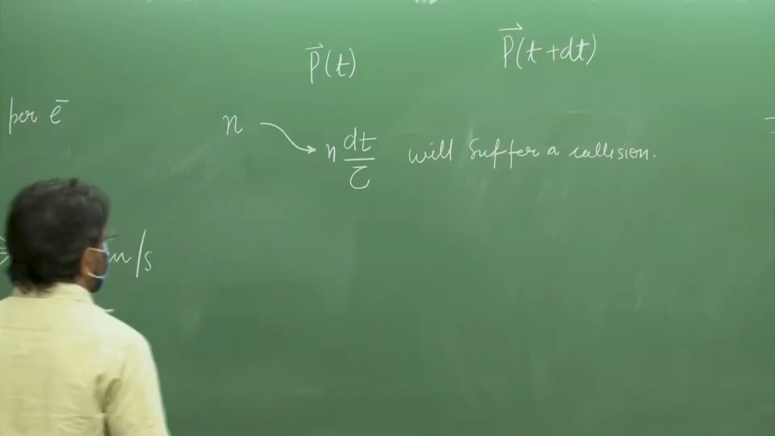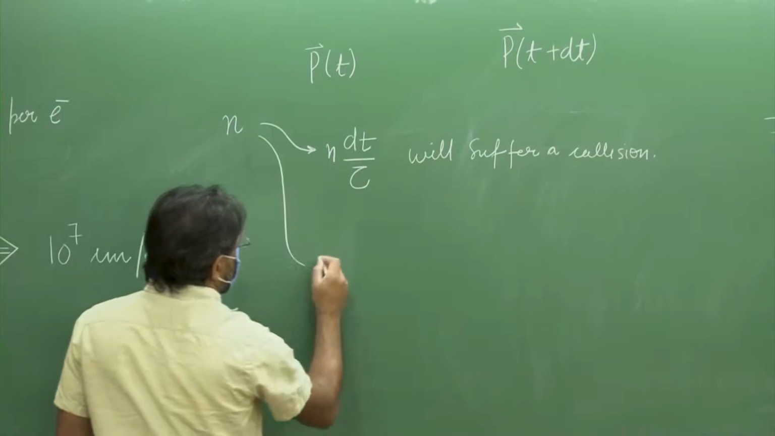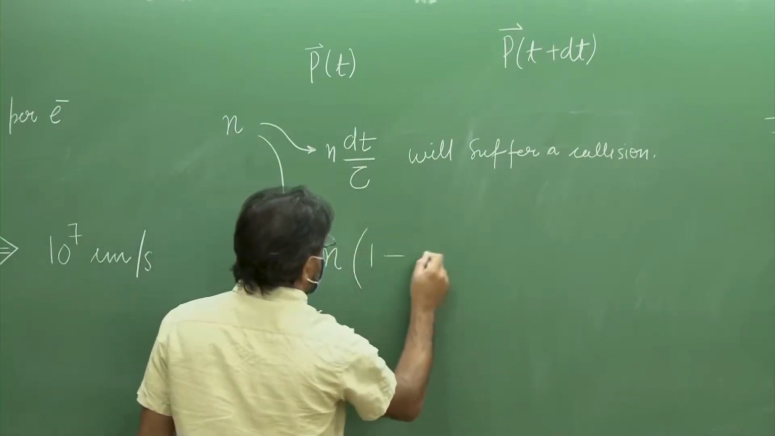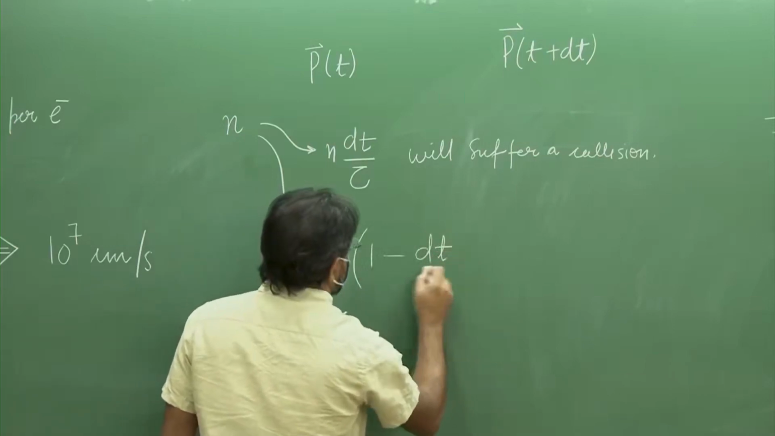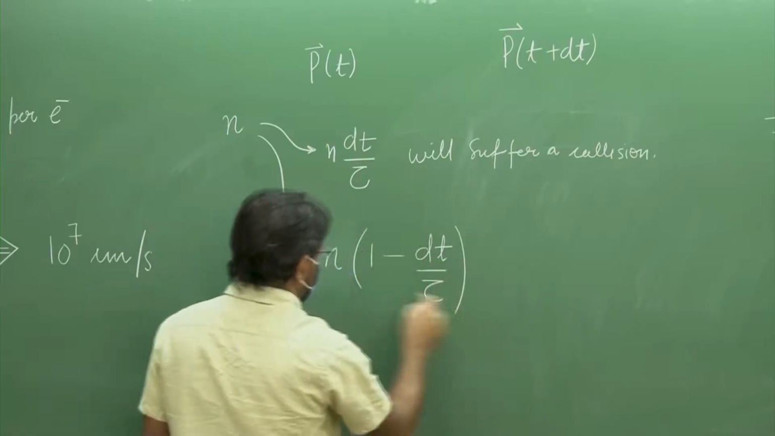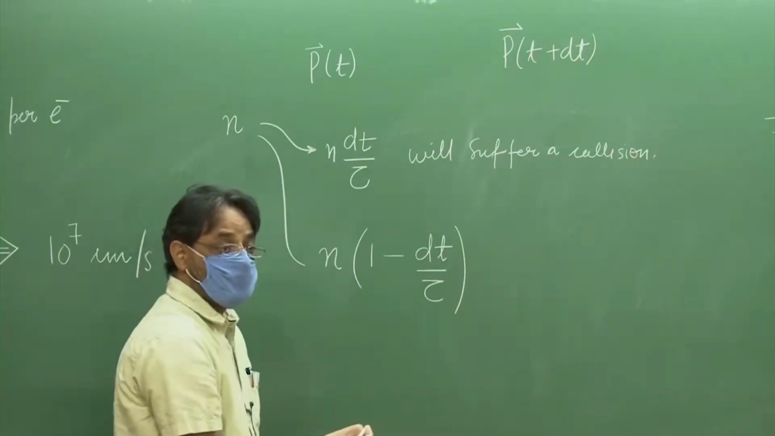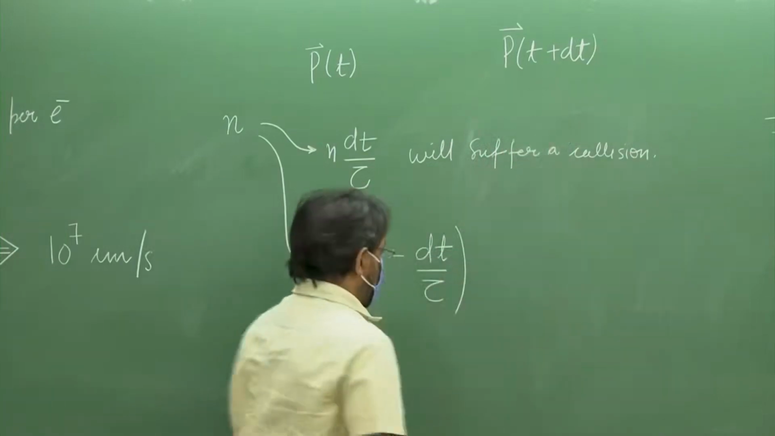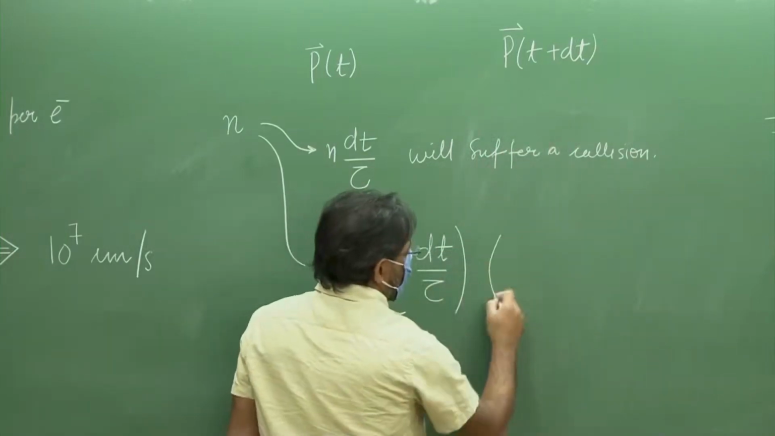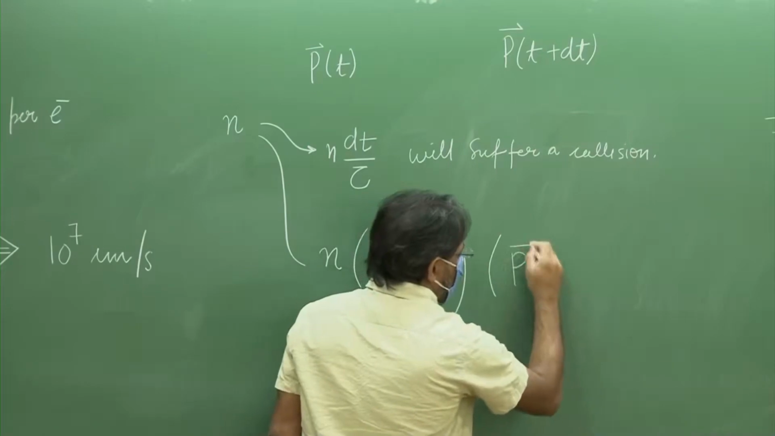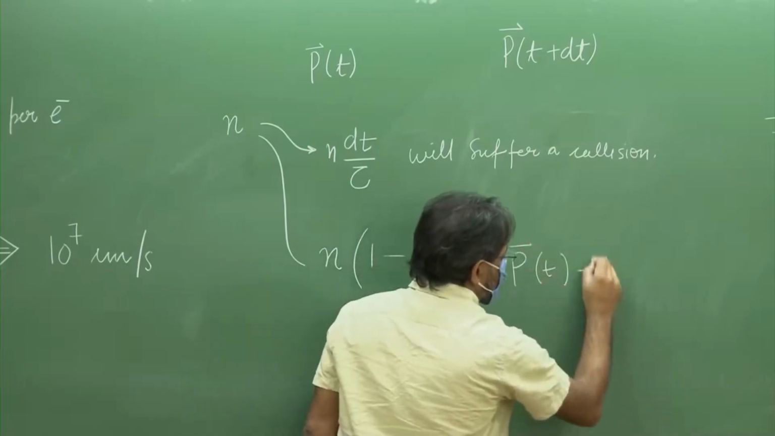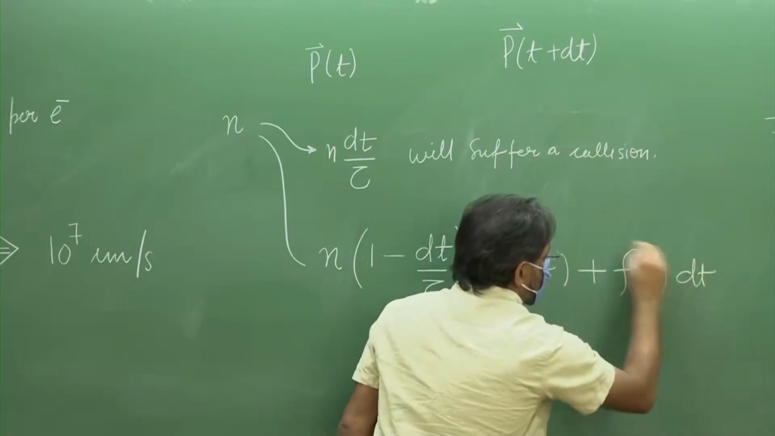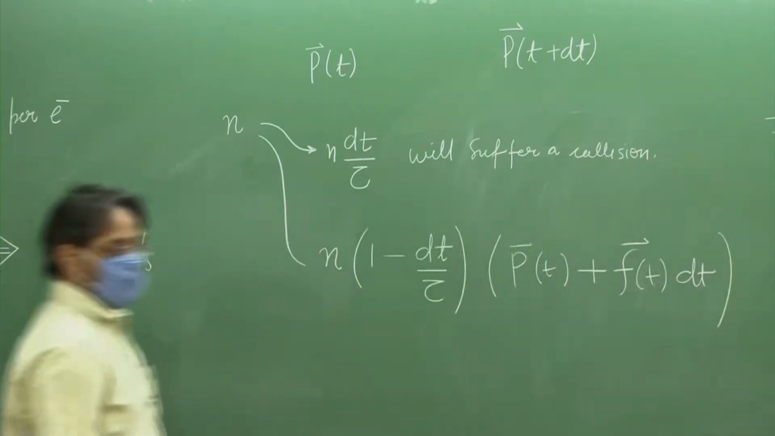On the other hand, the fraction 1 minus dt over tau has not suffered any collision. So, what would their momentum be at the time t plus dt? Their momentum at the time t plus dt would be their original momentum that they had plus the additional momentum that they have acquired because of the force field. Is that right?